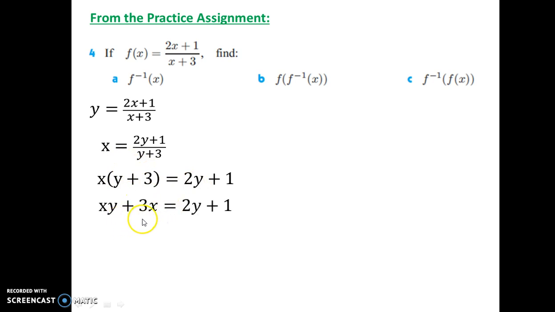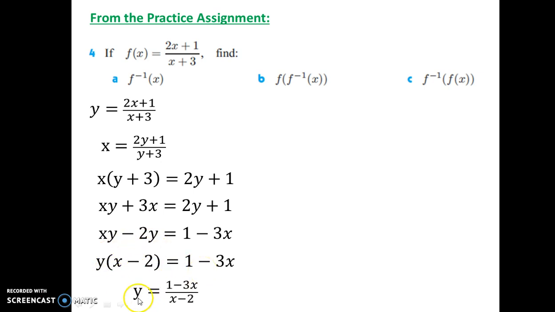This we can multiply through. So we have xy and 3x. Now we get the y's on one side, so this 2y will be moved over here, and that 3x will be moved over there. Now I have y's in both of these, so I'm going to factor out a y right here. And finally divide by x minus 2 on this side, so that we have y equals 1 minus 3x over x minus 2. That's our inverse.